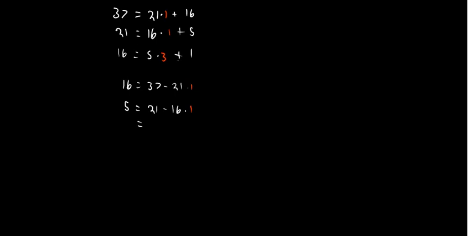Now, what is 16? 16 is that. So we're going to say 21 minus 1 by, of course, 16 itself, which is 37 minus 21 by 1. We're going to have that there, which is then just going to be 21 by, what is 1 multiplied by this, is just 37 itself.